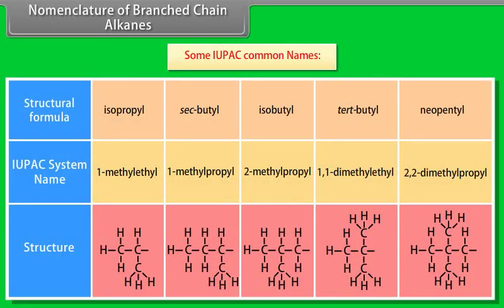Some IUPAC common names are: common name is isopropyl, its IUPAC name is 1-methyl ethyl, and its structure is this. Common name is sec-butyl, its IUPAC name is 1-methyl propyl, and its structure is this. Common name is isobutyl, its IUPAC name is 2-methyl propyl, and its structure is this. Common name is tert-butyl, its IUPAC name is 1,1-dimethyl ethyl, and its structure is this. Common name is neopentyl, its IUPAC name is 2,2-dimethyl propyl, and its structure is this.